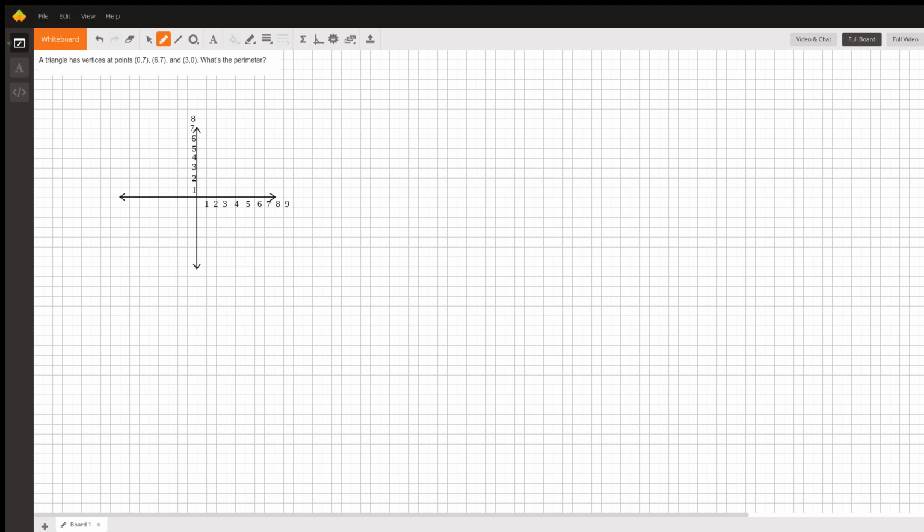With the distance formula, the first thing you want to remember is that it's just a modified version of the slope equation, which is also a modified version of the equation of a line. So looking at the distance formula, we've got d is equal to the square root of x2 minus x1.